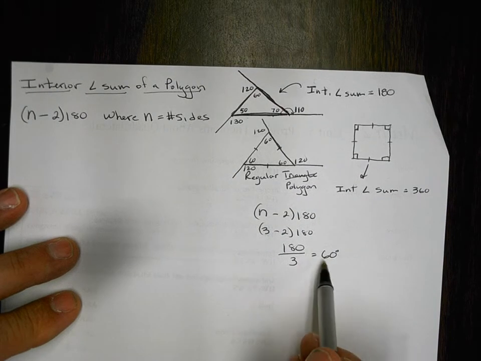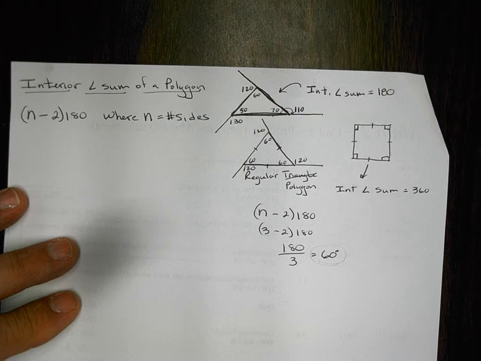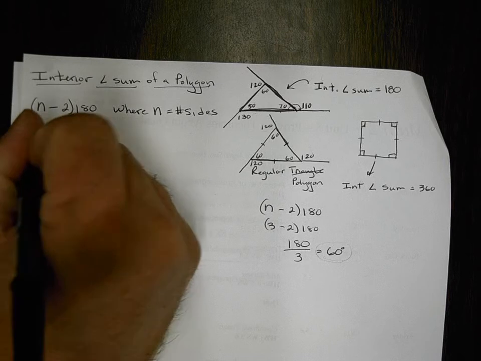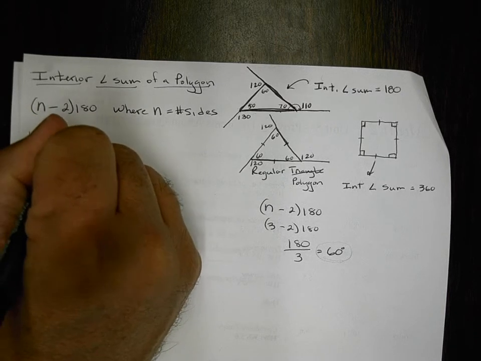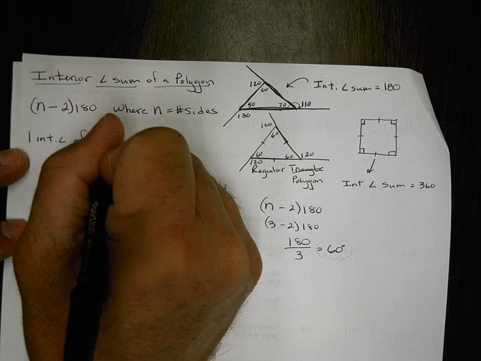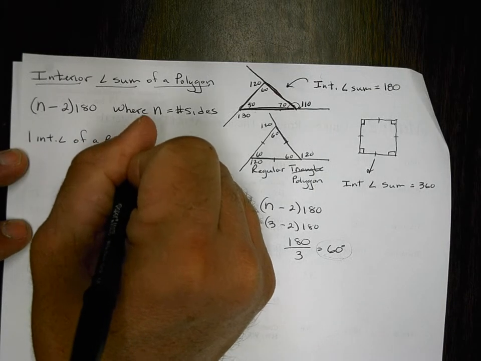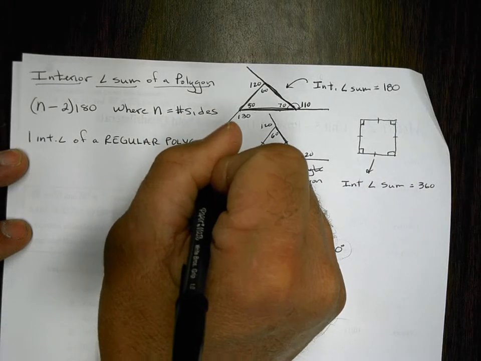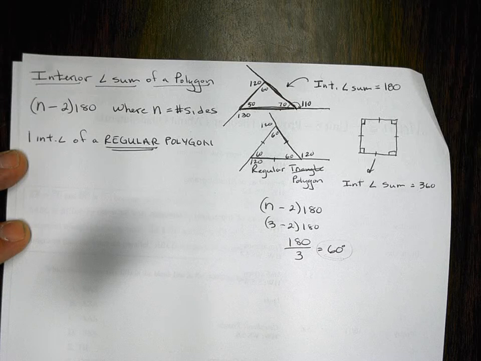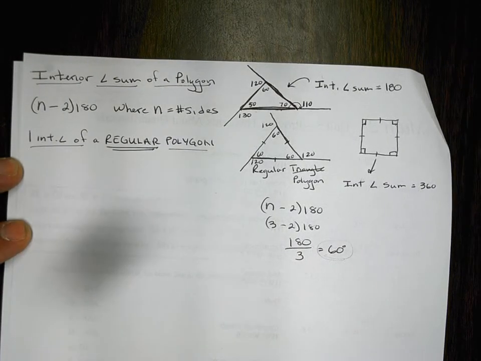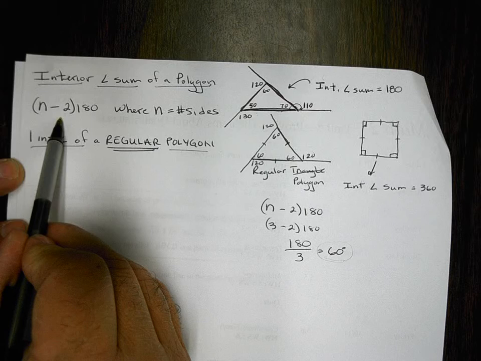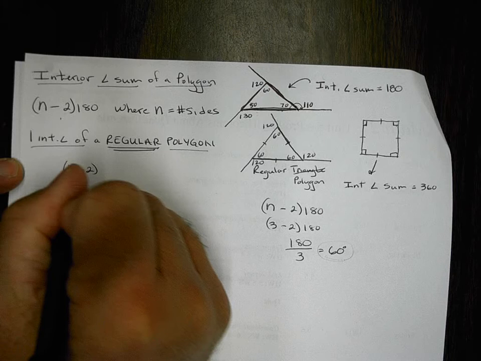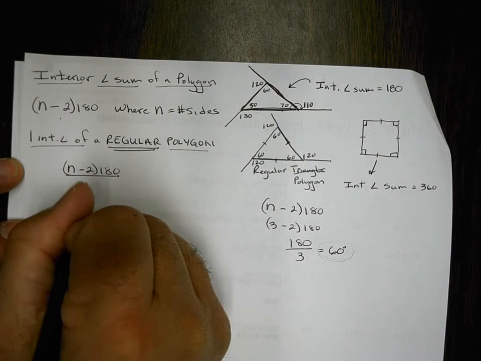one interior angle of a regular polygon. Does that make sense? So that's our next rule, to find one interior angle of a regular polygon, it has to be regular in this case. To find one interior angle of a regular polygon, we can simply find the sum of the interior angles, n minus 2 times 180, and then divide it by n, the number of sides.